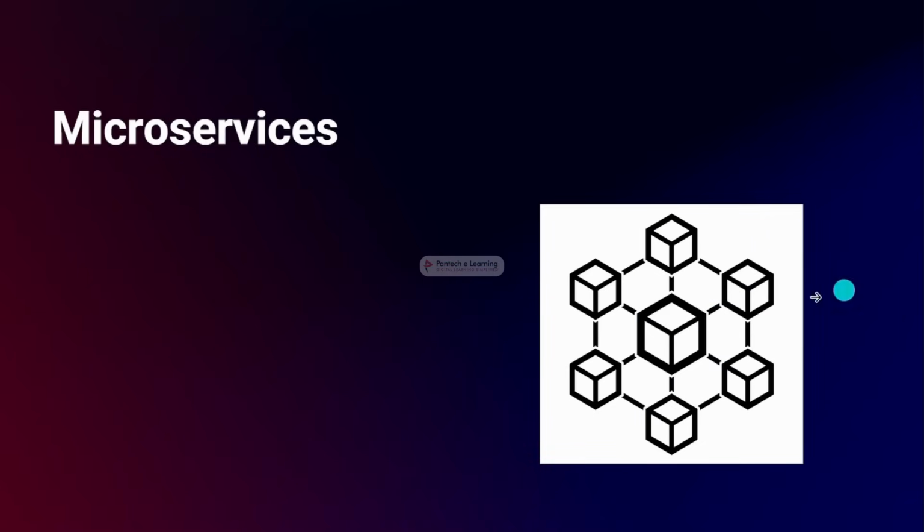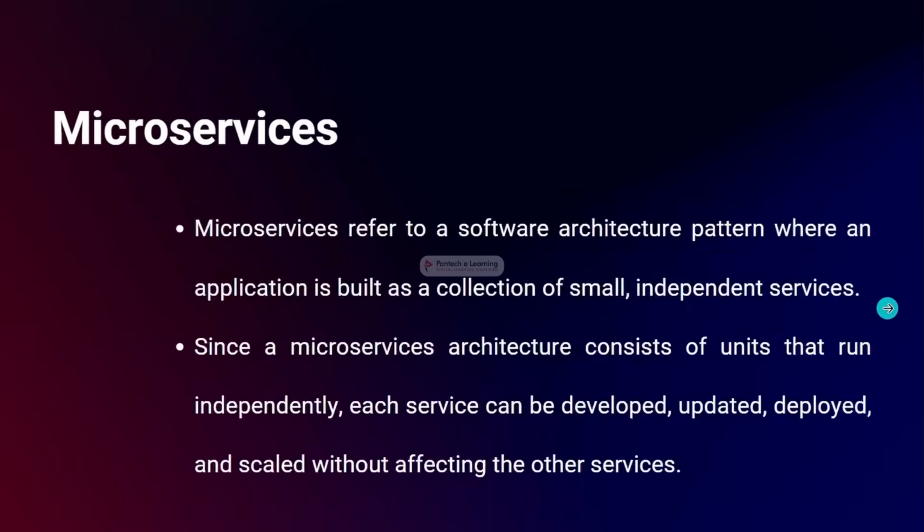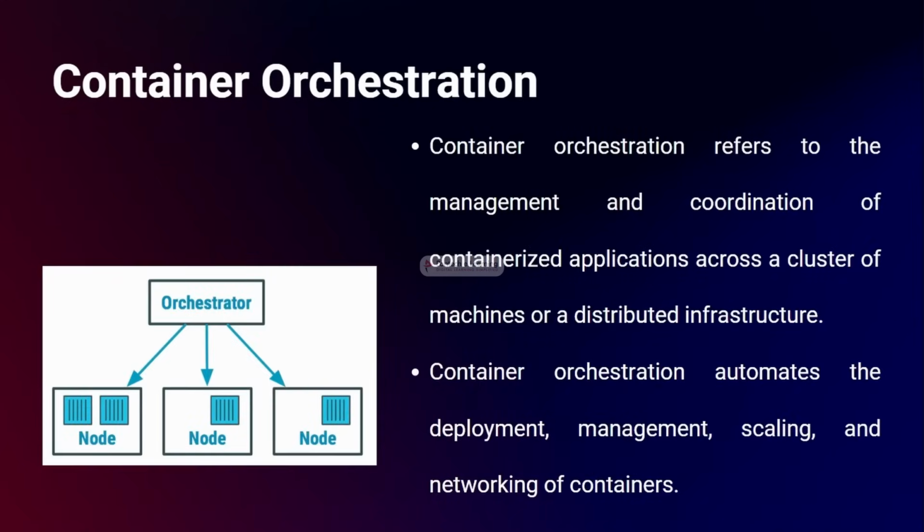Now if you go for microservices, how are you going to connect all of these? The connection part is done with something called container orchestration. As the name itself suggests, container orchestration is where you combine all the microservices. Container orchestration refers to the management and coordination of containerized applications across a cluster of machines or a distributed infrastructure. It automates the deployment, management, scaling, and networking of containers.